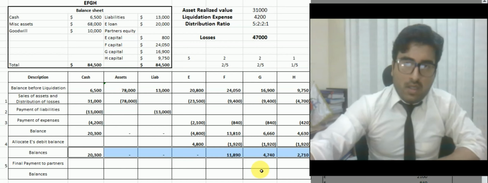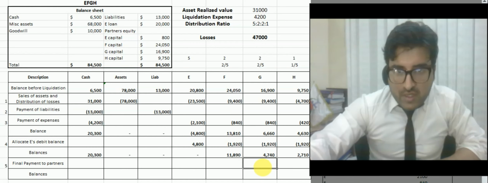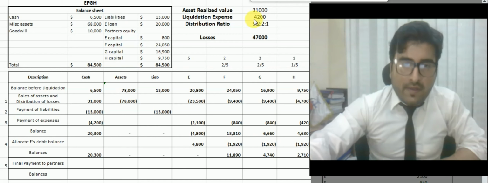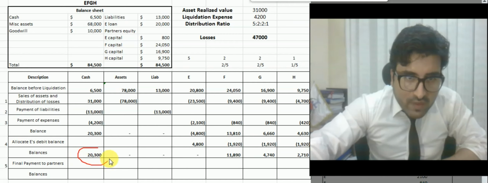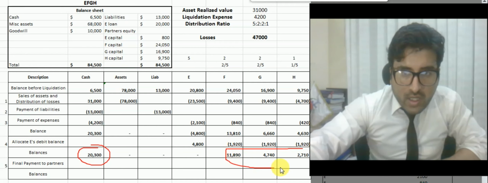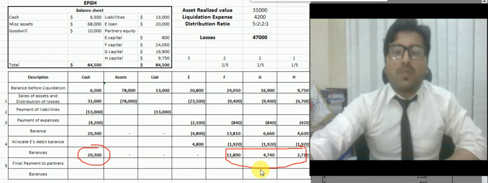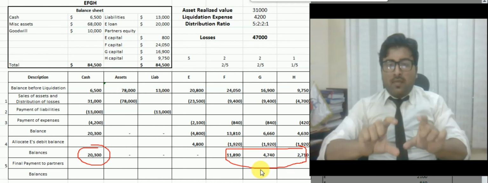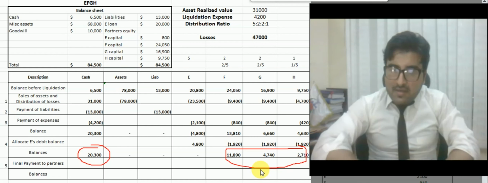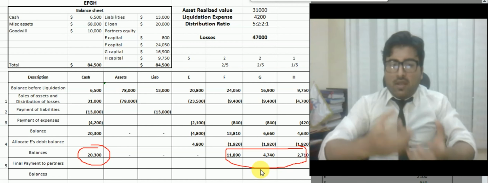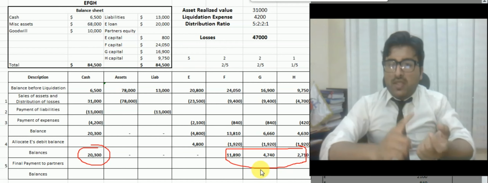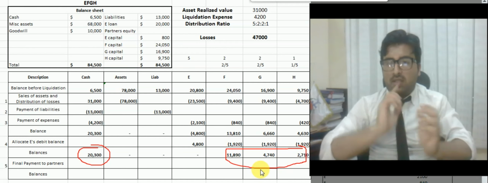I hope you got it here. Now dear students, look here, this balance has become 0. Now it's quite understandable that we have this much cash, 20,300 cash, and this is the total claim we have from the partners. When you add all the claims it must equal 20,300. So what we are doing in the last step is just giving the 20,300 amount to F, G, H. We distribute it among F, G, H, simply the last step.